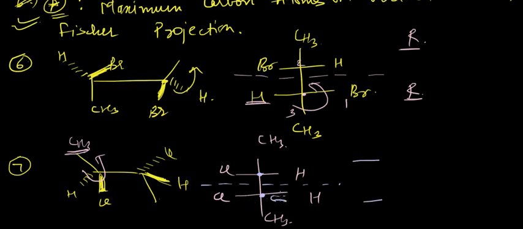So the priority goes like this. This is the highest priority, this is the second priority, so it should be R, but the least priority group also is on the horizontal line, hence this would be S and this would be R.